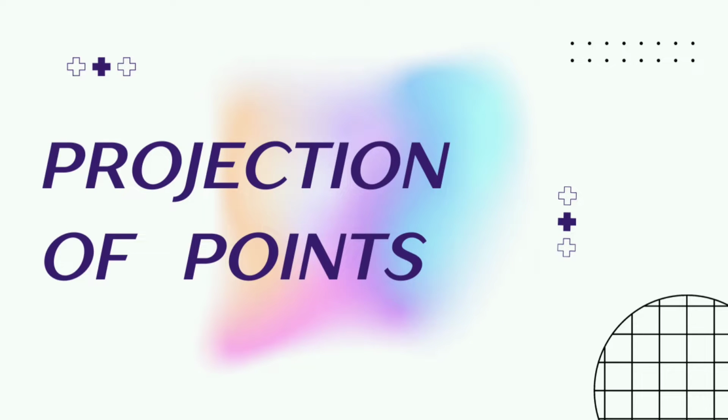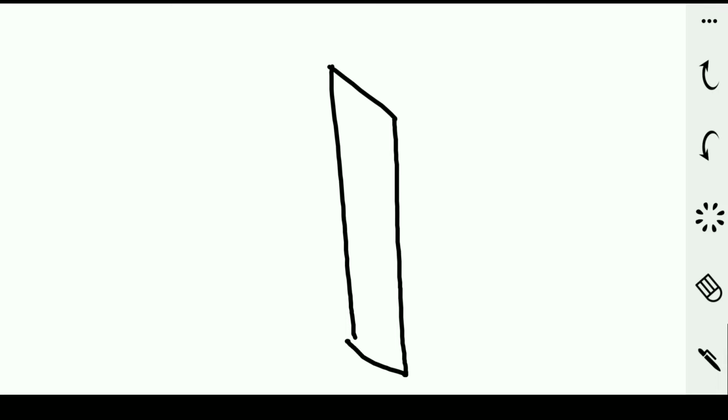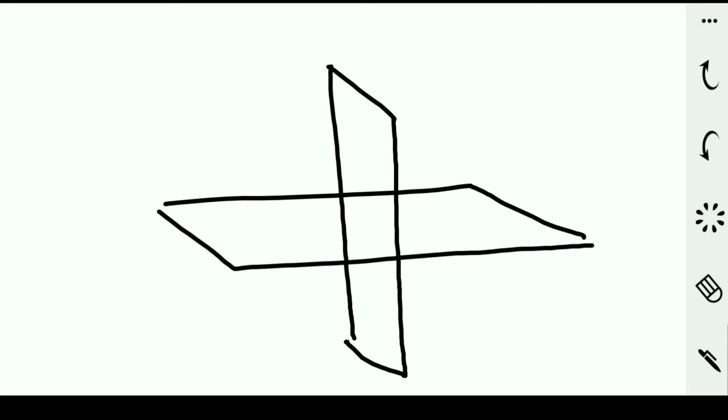Video is on projection of points. Let us understand the role of points and plane in this topic. We know all basic terms like what is first quadrant, second quadrant, third quadrant, and fourth quadrant. So this is a vertical plane, and which I am drawing now is a horizontal plane.